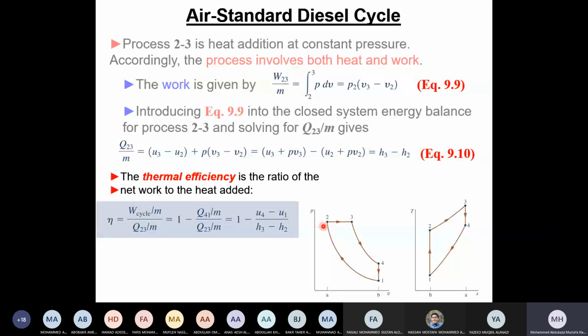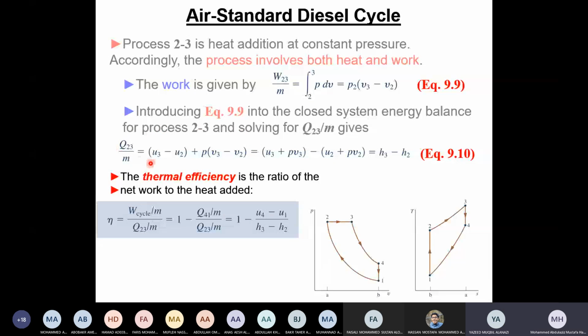In the previous cycle, this was vertical, so the integral of PdV was 0 previously. Now the integral of PdV is not 0 here. It is P2 times (V3 minus V2). So we have work here, and the work is P(V3 minus V2). So now we come up with this here. Is that okay?